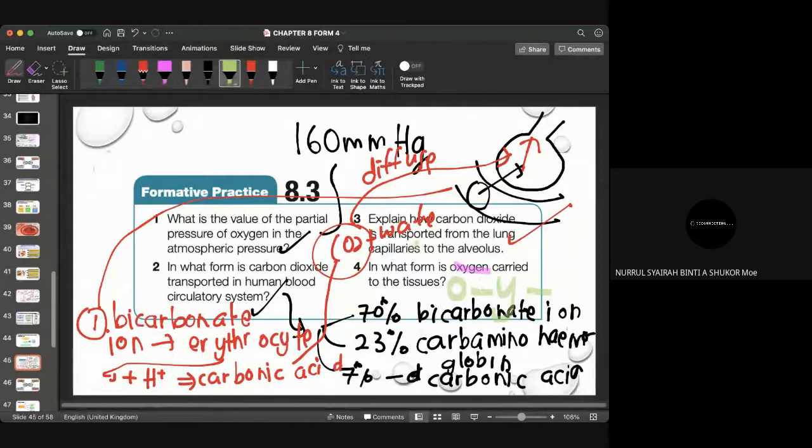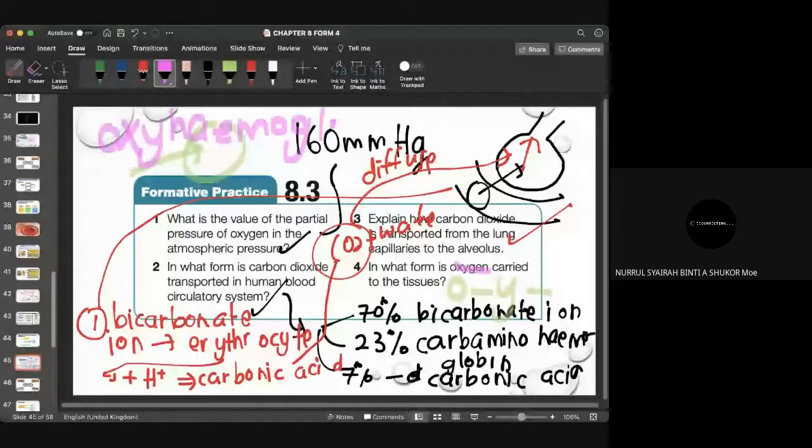Dia combine dengan erythrocyte, red blood cell, dia jadi apa? Kalau carbon dioxide ada 3 cara. Oksigen 1 cara saja. Oxyhemoglobin. Yes, benar. Hemoglobin. Oksigen combine dengan hemoglobin jadi oksihemoglobin. Itu je cara oksigen dibawa kepada tisu-tisu. Alright, oksihemoglobin. Okay, next.